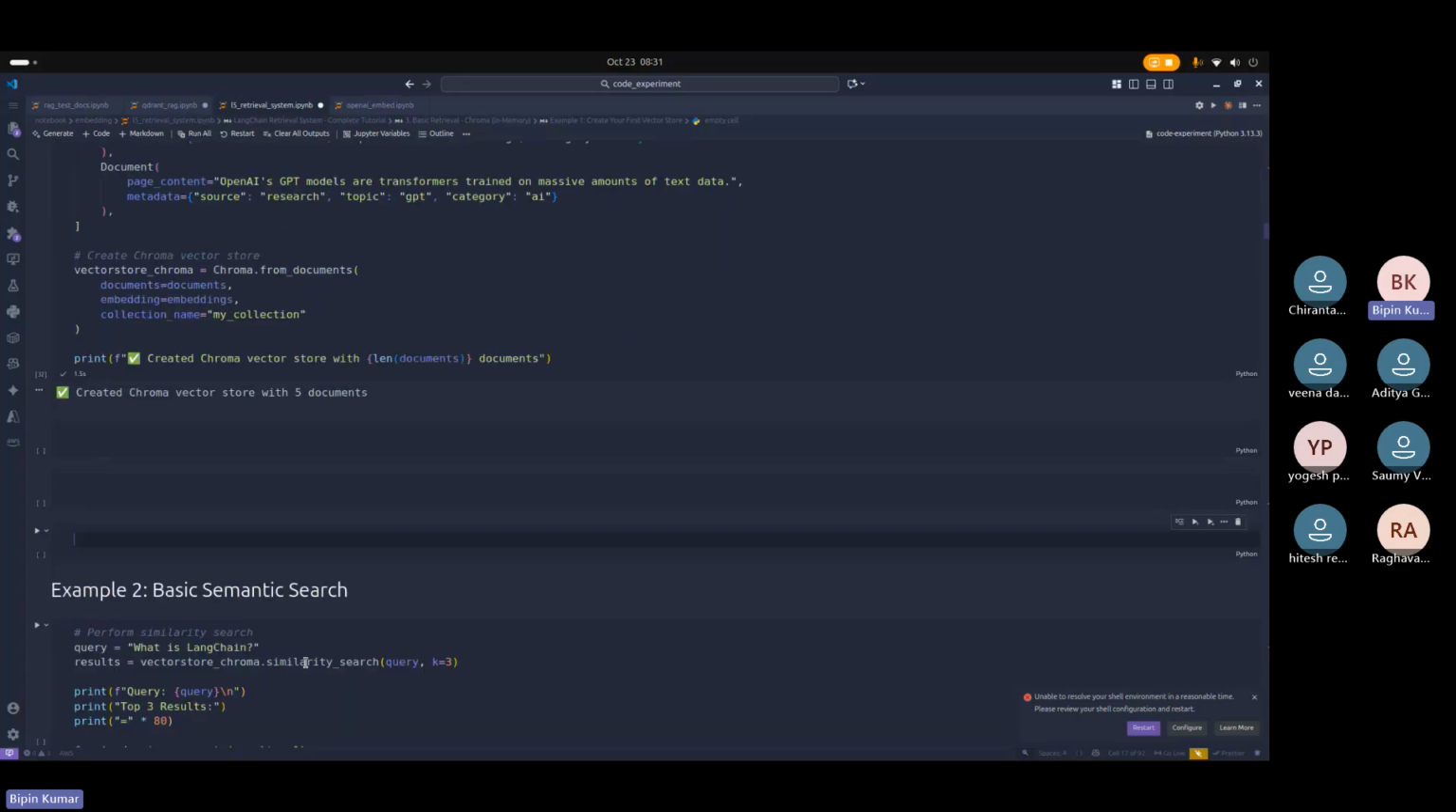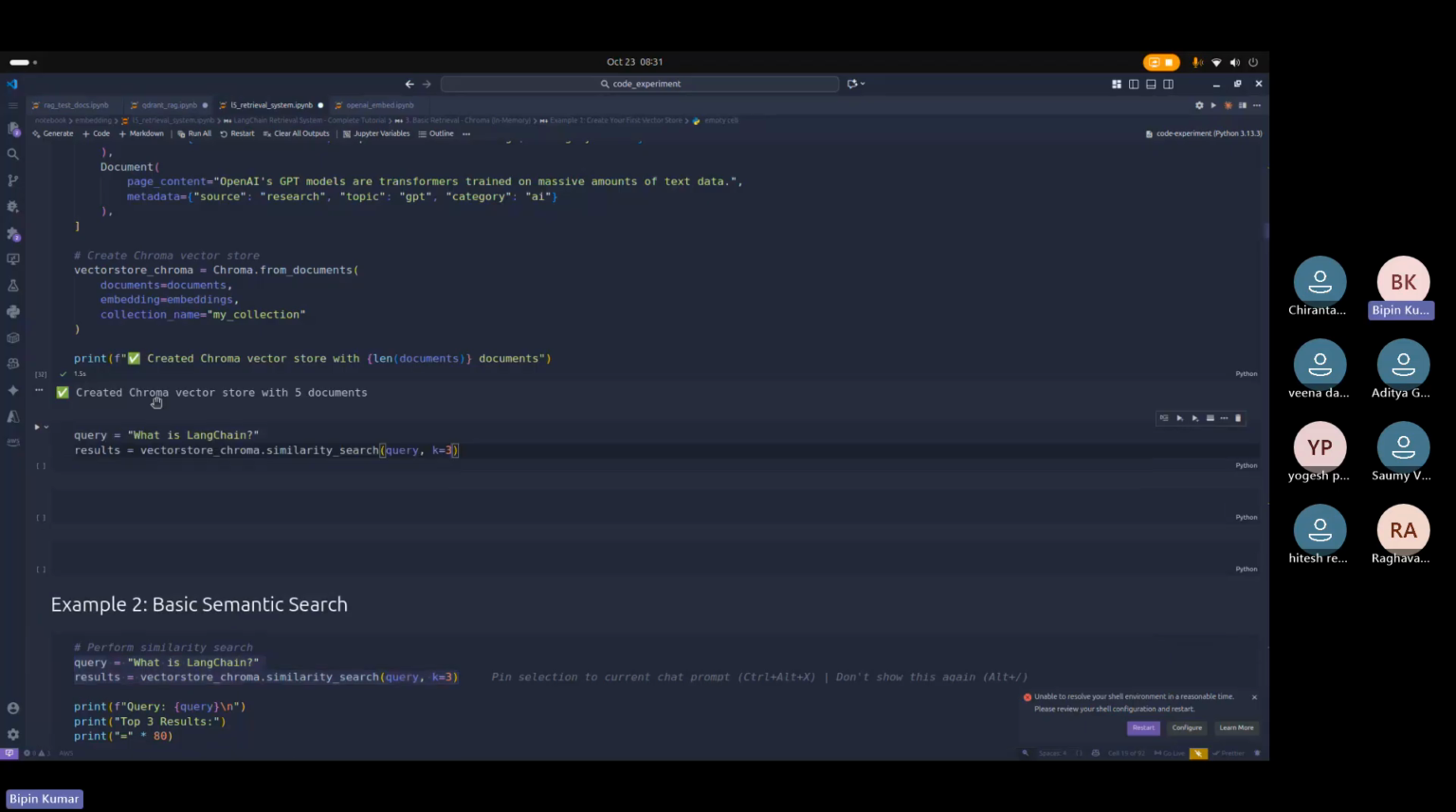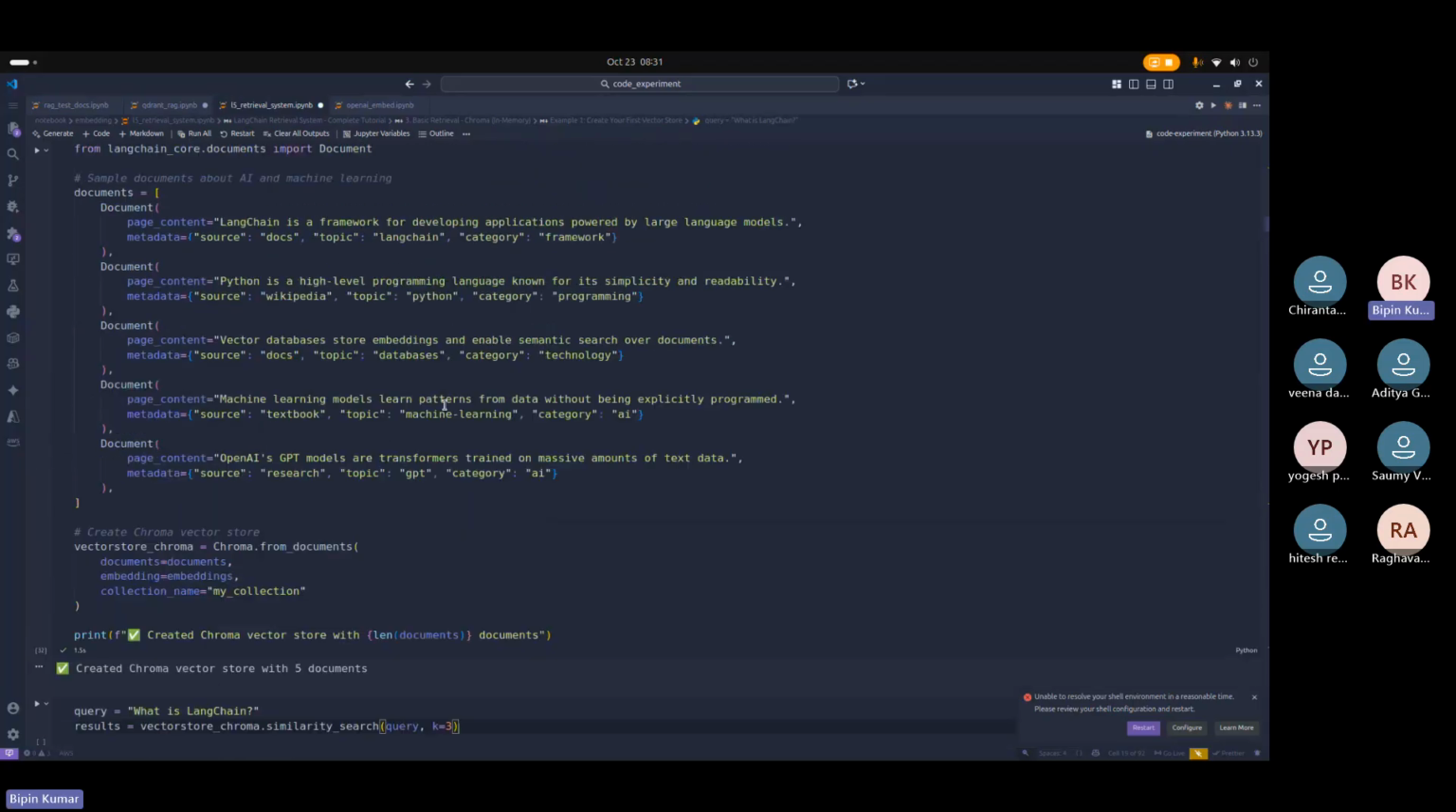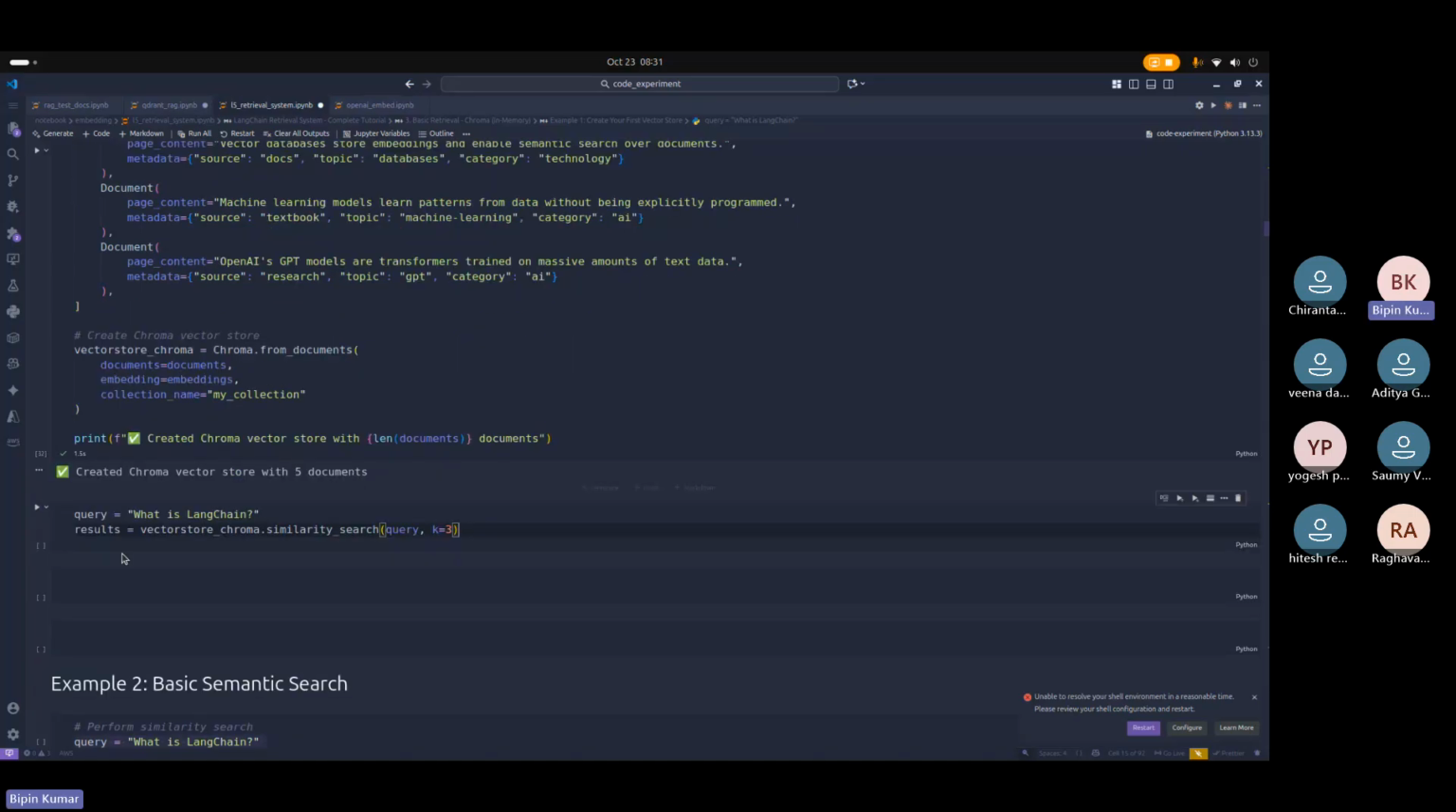Now if I ask some question, for example, here there are a total of 5 topics: LangChain, Python, vector database, machine learning, OpenAI. You may ask any question and it will provide some answer. Maybe what is machine learning?